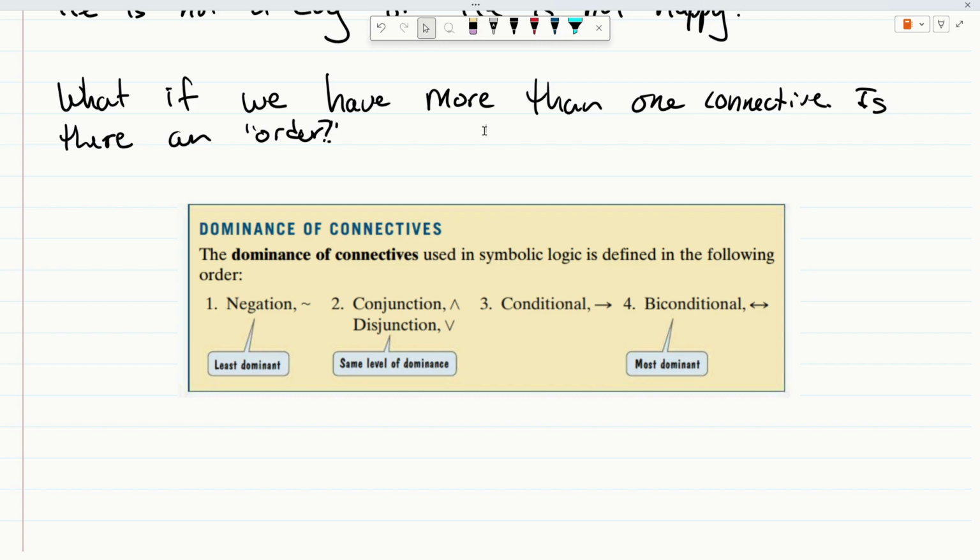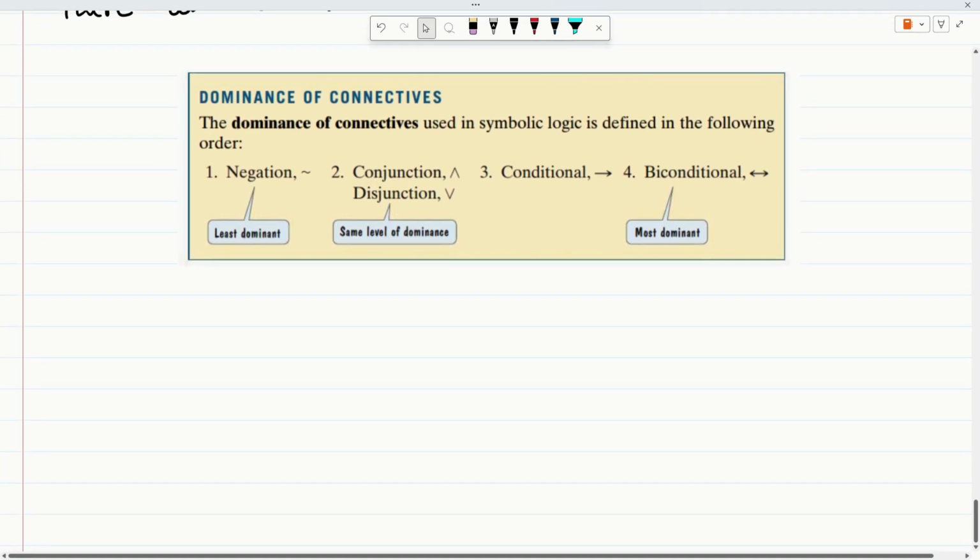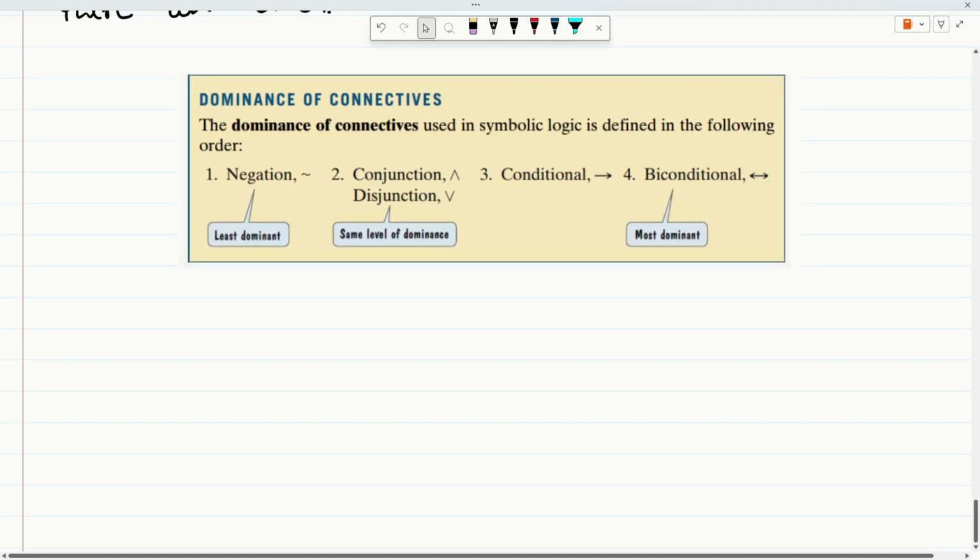Because when we go into section 3, which deals with truth tables, we're going to have to navigate our way through this. So, real quick, the least dominant would be the negation. Conjunction and disjunction have the same level of dominance. Then your conditional, then the biconditional is the most dominant.